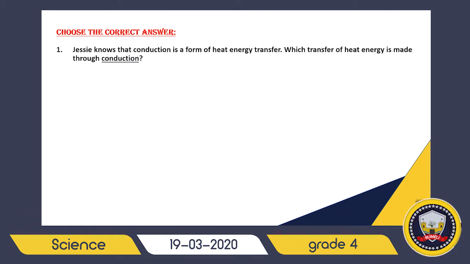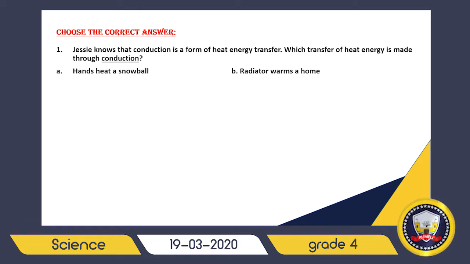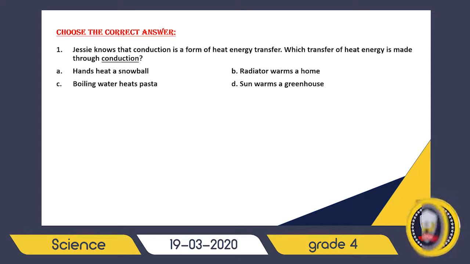Number 1. Jessie knows that conduction is a form of heat energy transfer. Which transfer of heat energy is made through conduction? Let's see. Hands heat a snowball, or radiator warms a home, or boiling water heats pasta, or sun warms a greenhouse. Which one refers to conduction?